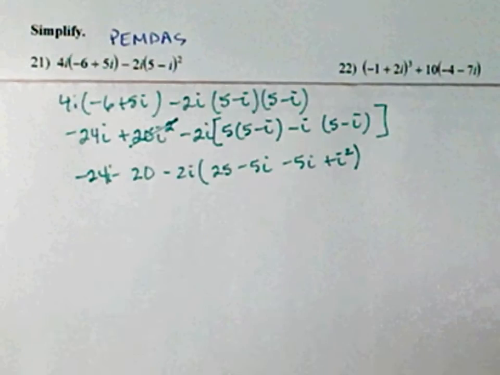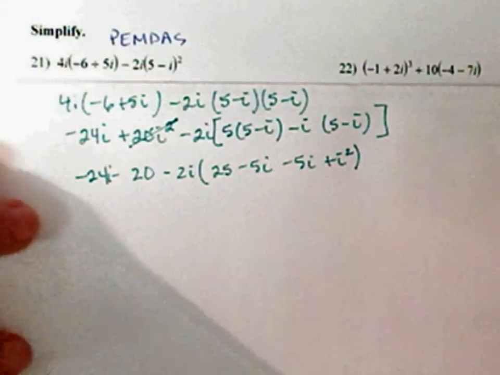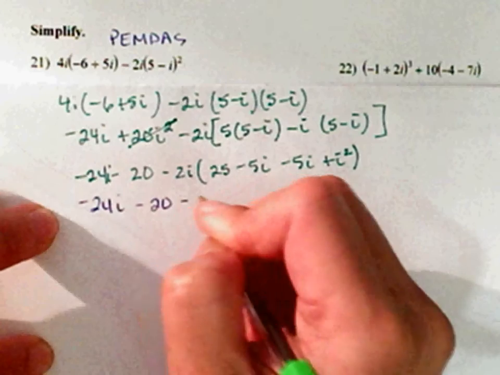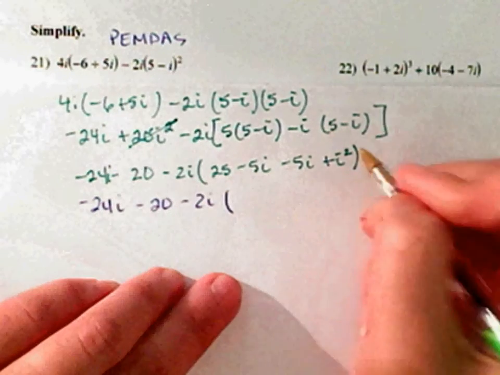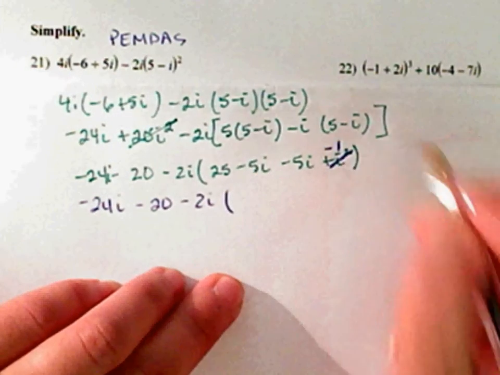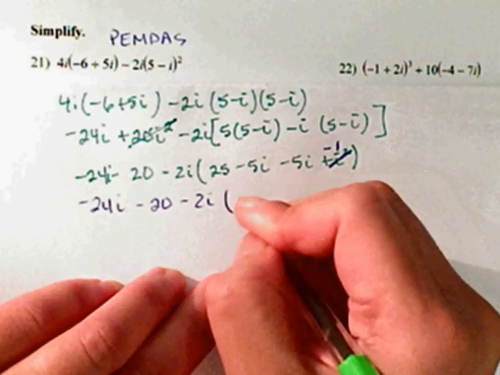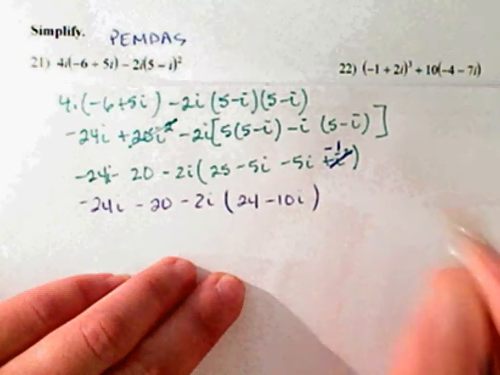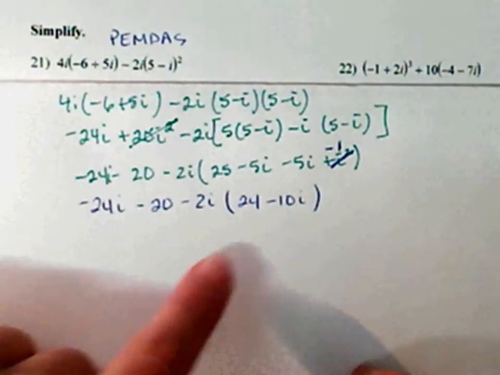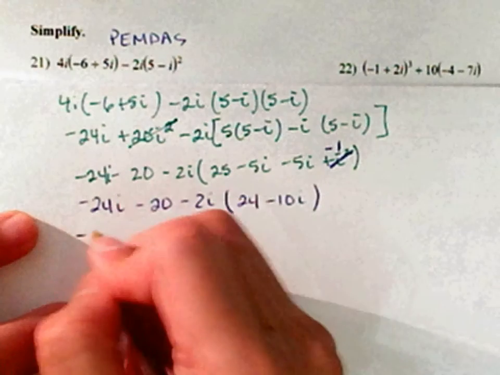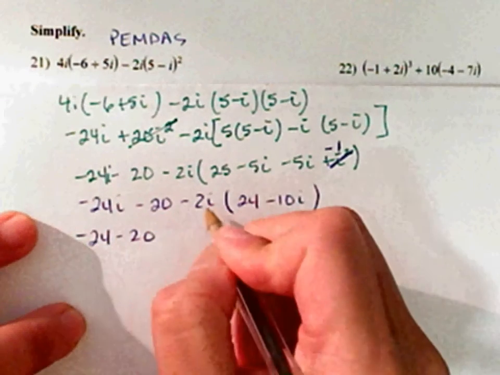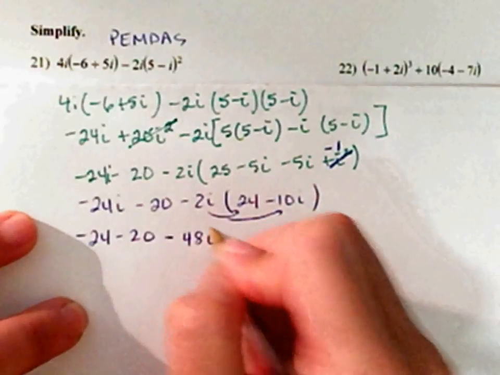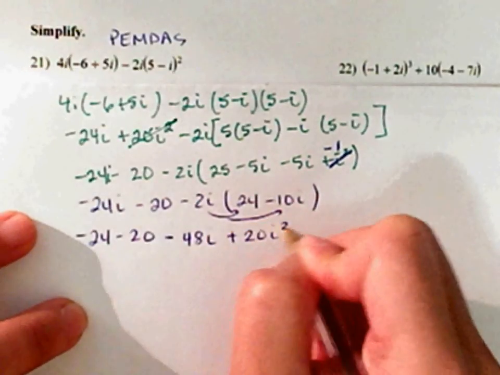Okay? Go ahead and combine your like terms. So now you have 24i minus 20 minus 2i. Take care of it in parentheses. That's the same thing as a negative 1. 25 minus 1 is 24. Negative 5i minus 5i is negative 10i. Now you can distribute. Okay? Negative 24 minus 20. Go ahead and distribute. Minus 48i plus 20i squared.